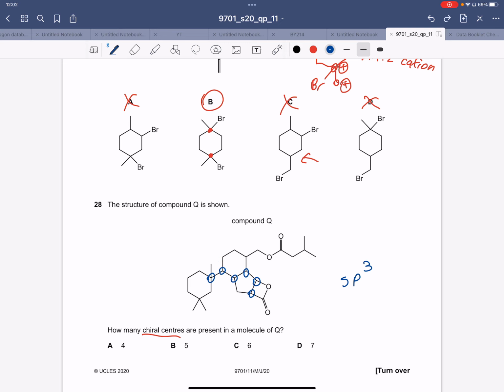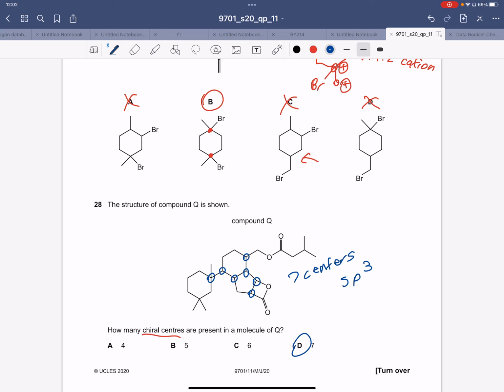1, 2, 3, 4, 5, 6, and then our last one will be right here, 7. Because all these ones, that one's sp2 hybridized, so that one doesn't work. This one has the two same groups right here, CH3, and yeah, that's really all there is to it. So there are 7 total chiral centers. I'm not a British person, so I don't spell it like that. But yeah, there are 7 chiral centers.